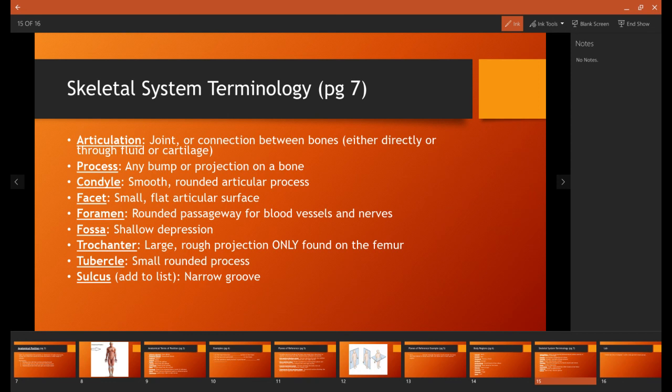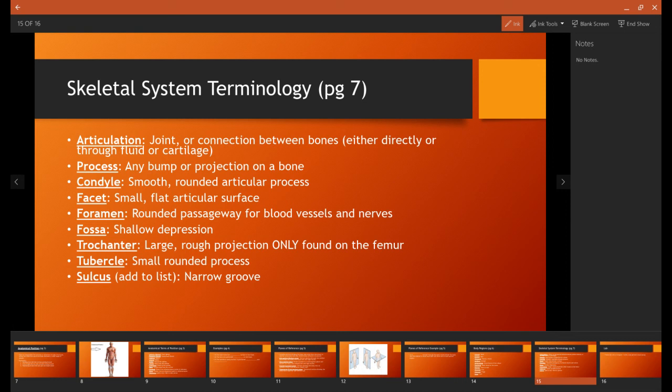We're also going to work through some skeletal system terminology. What skeletal system terminology is referring to are specific features or parts of a bone. And first off, we have articulation. An articulation is a joint, or where two bones come together, and they can come together either directly or whether they're separated by a little bit of fluid or some form of cartilage. That's what an articulation is.